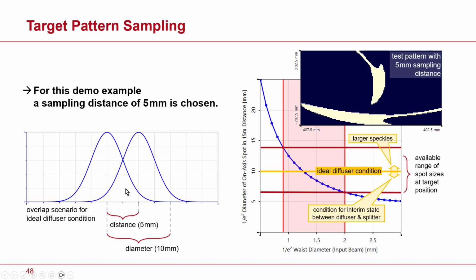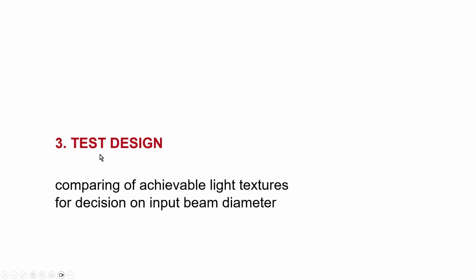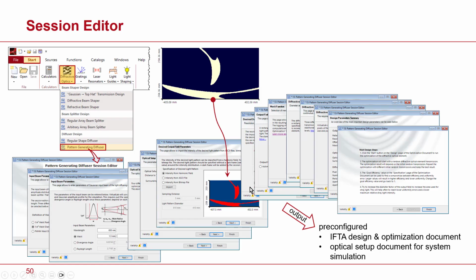The ideal diffuser condition is shown here: if one spot is here, its diameter should be double the distance between these two neighbor spots. So we will play a little bit with these distances by generating different sizes. So why do we do a test design? First of all, why do we do it with a test pattern? Because sometimes the full pattern takes much more time, numerically takes more effort, and maybe even the simulation of the full system can't be done. Then in any case, we still want to have some impression of the light texture. And all that can be done with a test design.